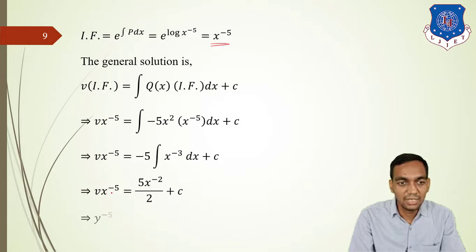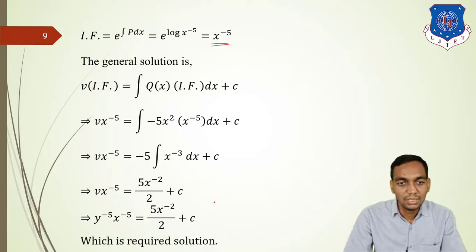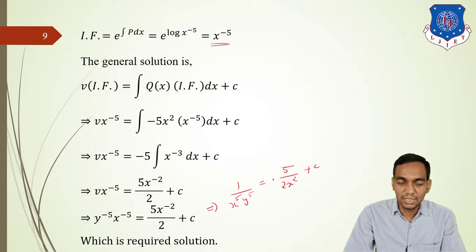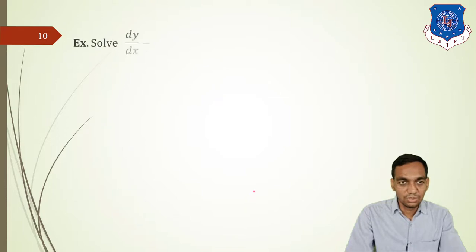And v has a value y raised to minus 5. So you have y raised to minus 5 x raised to minus 5 is equal to 5x raised to minus 2 by 2 plus c. Otherwise you can write down this as 1 upon x raised to 5 y raised to 5 is equal to 5 upon 2 x square plus c. You can write down in this manner also. Correct? Okay. So this is the required solution.